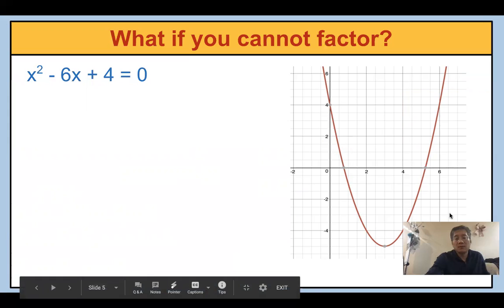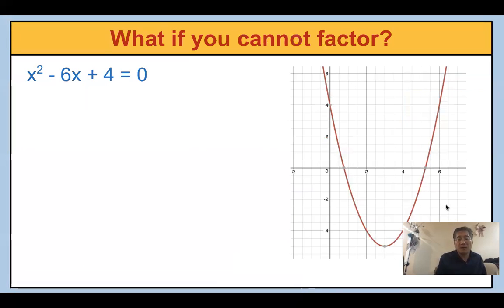So today's lesson. What if you cannot factor? How can you find the zeros of this function? You cannot factor it: x squared minus 6x plus 4 equal to 0. You try, but you cannot factor at all. The calculator will not help you. Yes, if you go to the second calculator, that will give you decimals, but that's not the exact value. So we should find out the exact value of this zero.